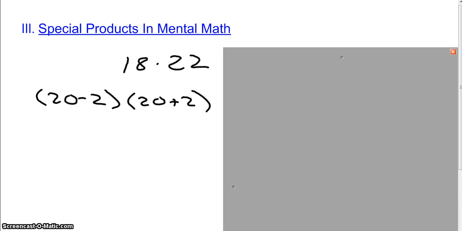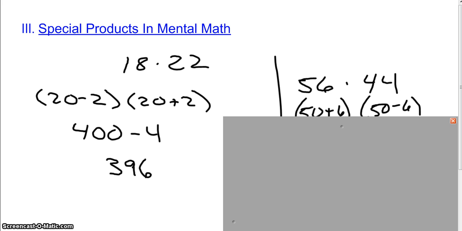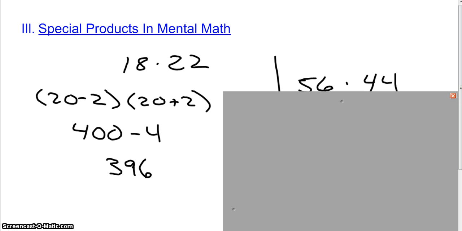Oh. So all we have to do is square the first term. What's 20 times 20? 400. And subtract squaring the last term, which is what? And the answer is? Whoa, 396. That's so cool. Isn't that fun? Okay, so see if you can do that here.